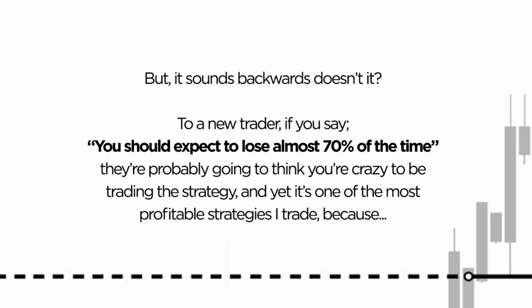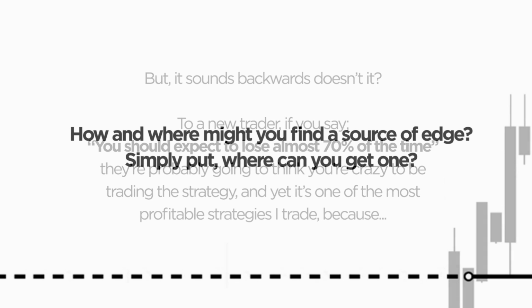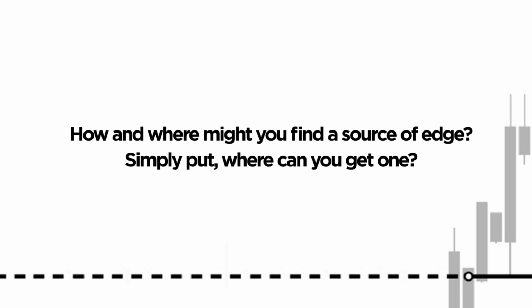So hopefully by now the concept of edge has become a lot clearer for you. The importance of a positive expectancy has become a lot clearer for you. And you'll understand why both are crucial if you're to trade profitably. So let's move forward. How and where might you find a source of edge? Simply put, where can you get one?